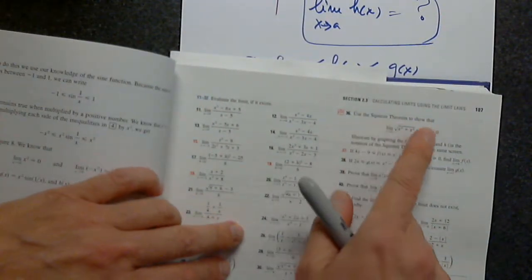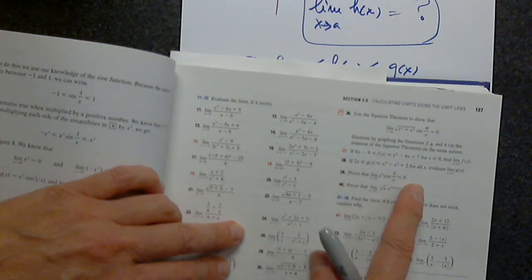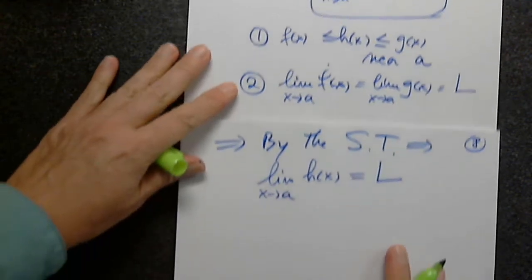So use the Squeeze theorem, that's 36. Use the proof and so on, and prove this. 1, 2, 40. Which one? 40. Oh, you said 40? Very good. So let's look at 40.